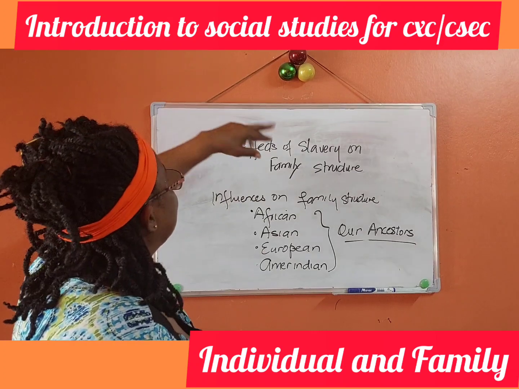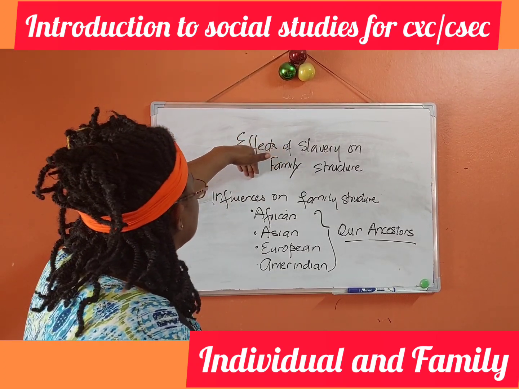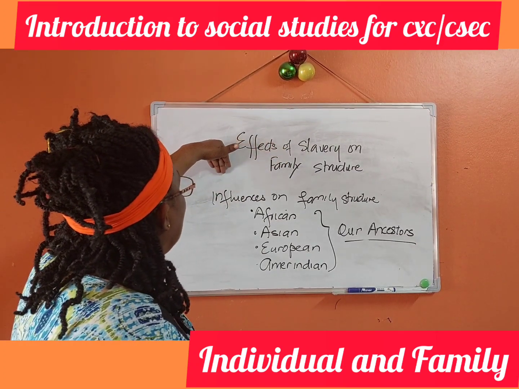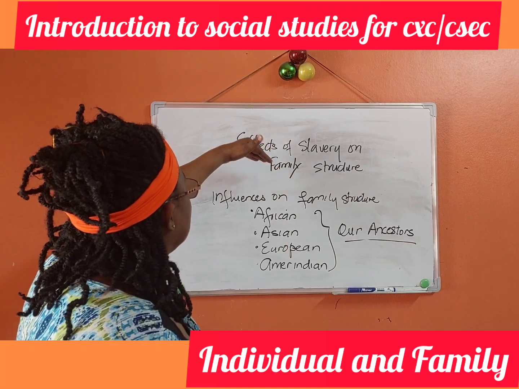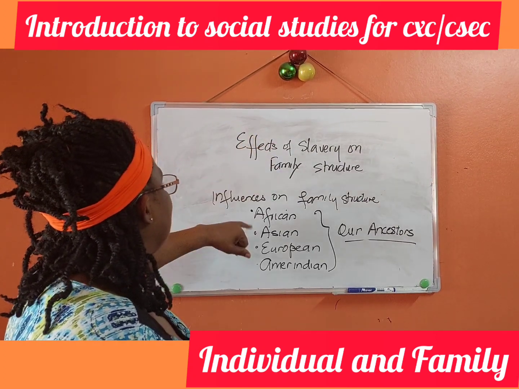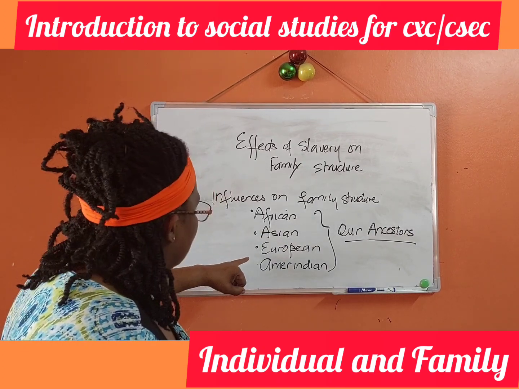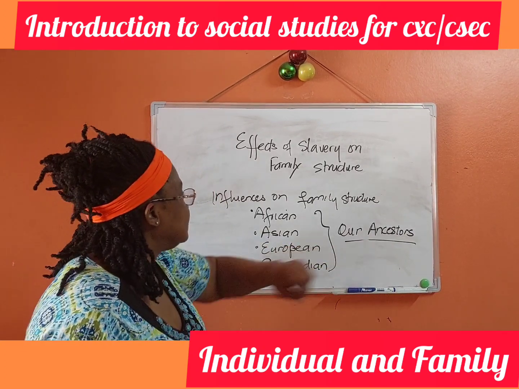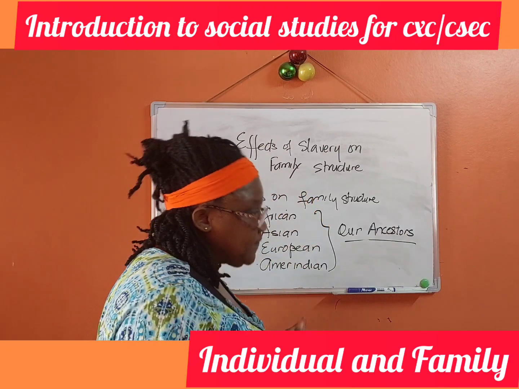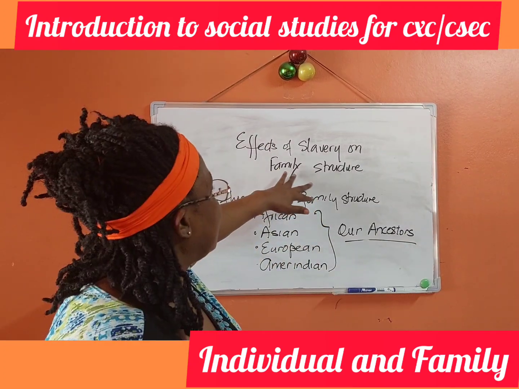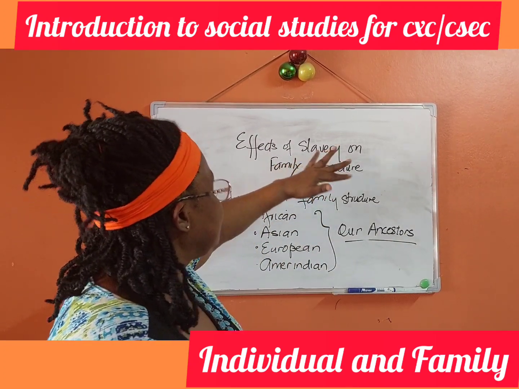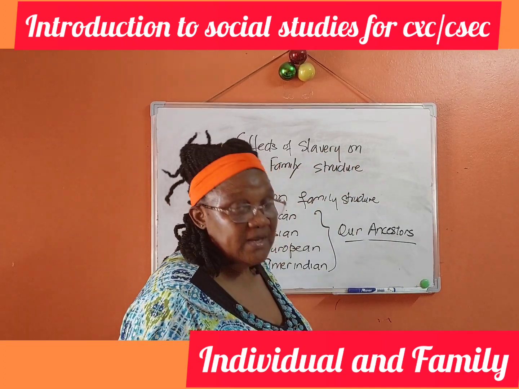So we want to look at the effect of slavery on family structure, right? How family structures are influenced, or were influenced, by our African, Asian, European, and Amerindian ancestors. How these persons influenced our family structure today. Effect of slavery on family structure.